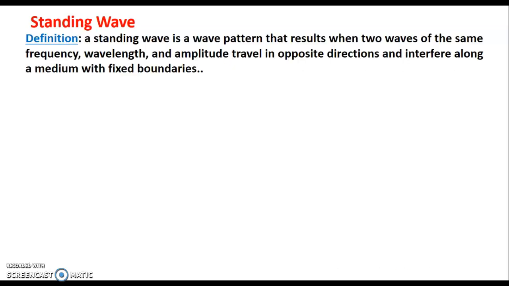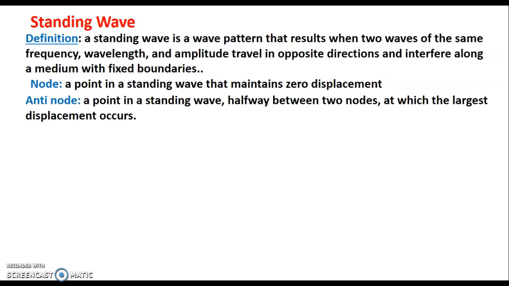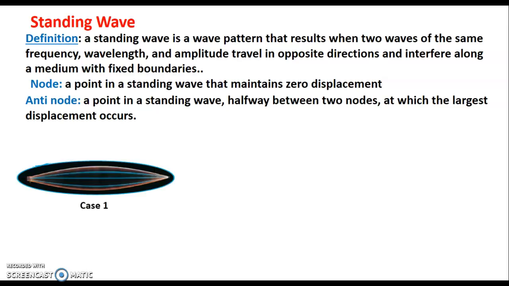Now, what are standing waves? A standing wave is a wave pattern that results when two waves of the same frequency, wavelength, and amplitude travel in opposite directions and interfere along a medium with fixed boundaries. The node is a point in a standing wave that maintains zero displacement. The antinode is a point in a standing wave halfway between two nodes at which the largest displacement occurs.